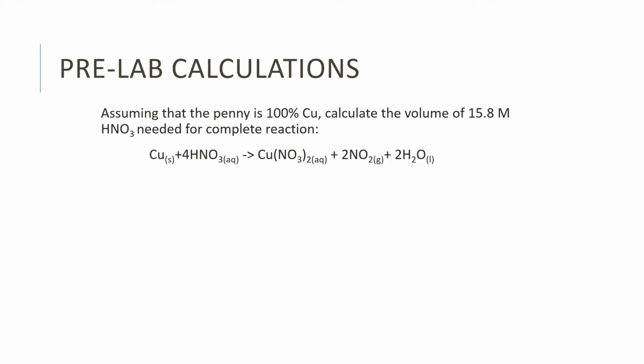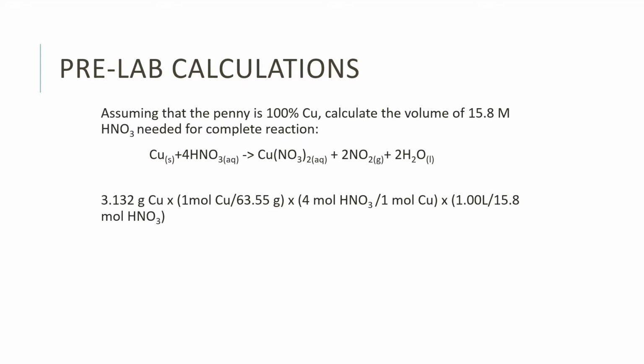You can calculate the volume of the acid needed by starting with the mass of the penny and then using stoichiometric mole ratios to find the moles of acid, and then knowing that molarity equals moles over volume, you can calculate the needed volume of the 15.8 molar nitric acid solution. In this example, the penny's mass is 3.132 grams, and from the equation below, you can see that the calculated needed volume of the acid is 12.5 milliliters.